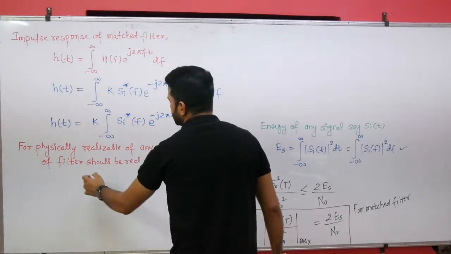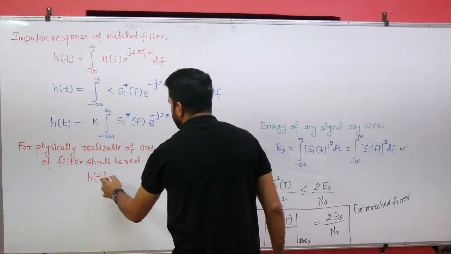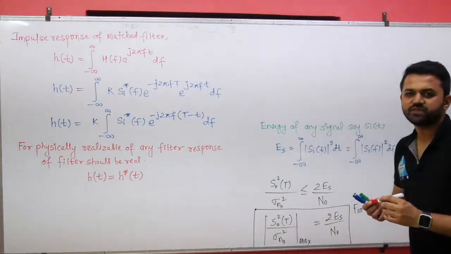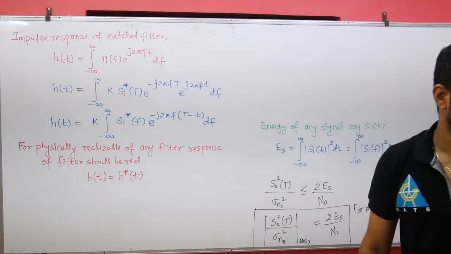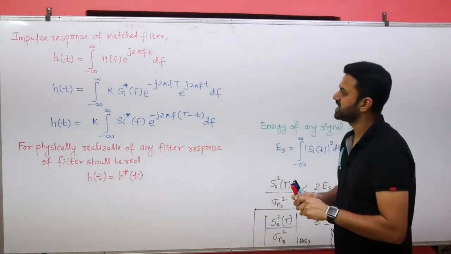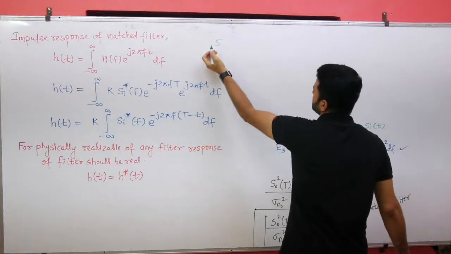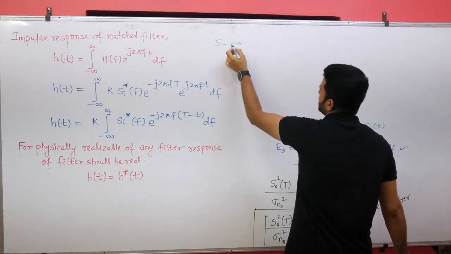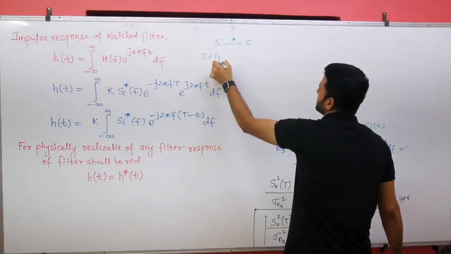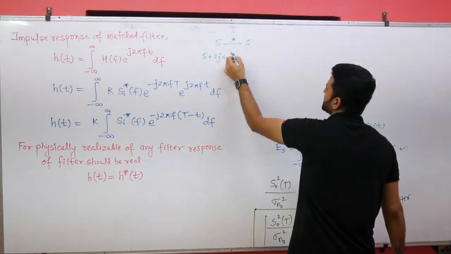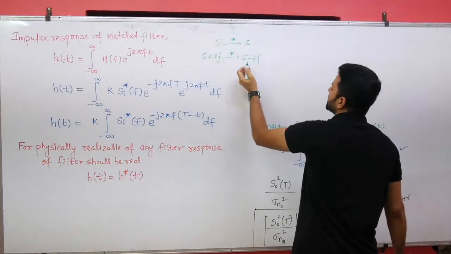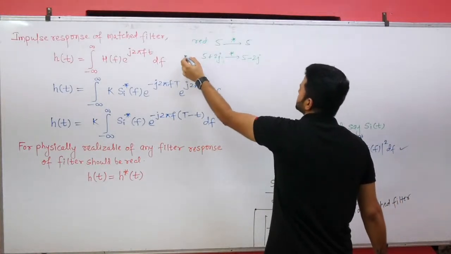So what is the meaning of this? The meaning is that h of t and its complex conjugate will be the same. Real means h of t and its complex conjugate will be the same. The value 5 is a real number; if I take the complex conjugate, I will get 5. If there is a complex number, if I take the complex conjugate, I will get 5 minus 2j. So this is the real number, this is the complex number.